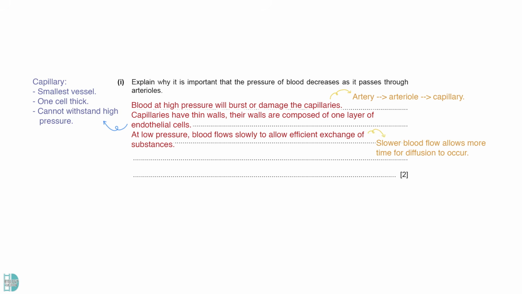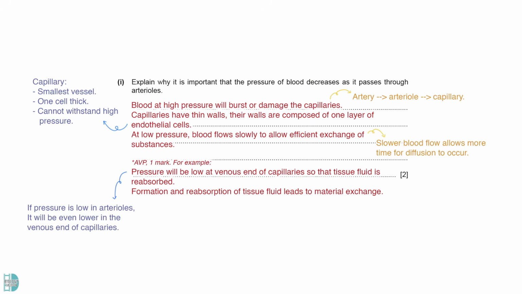Another reason is to slow down the blood flow. Material exchange occurs near the capillaries. Slower blood flow allows more time for the diffusion of substances, increasing efficiency. There is a mark for AVP. The low pressure can effectively cause an even lower pressure in the venous end of capillaries. Tissue fluid is reabsorbed in that region, achieving material exchange.